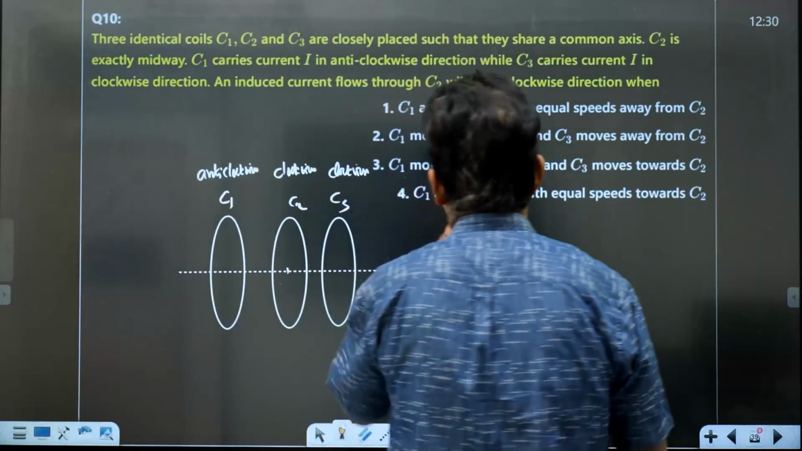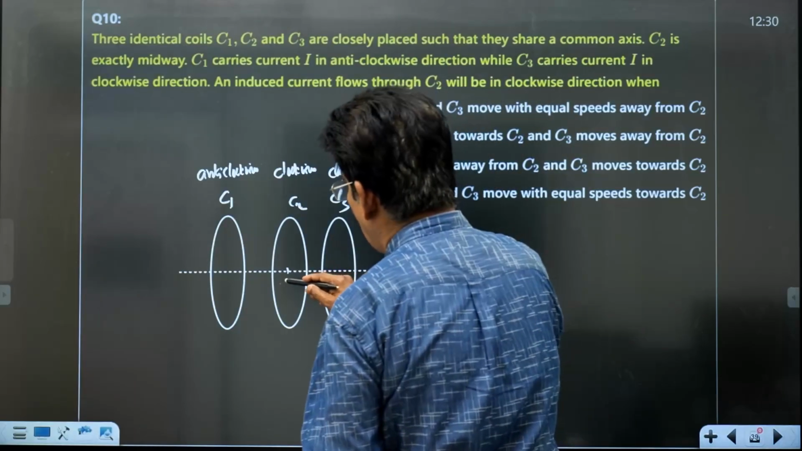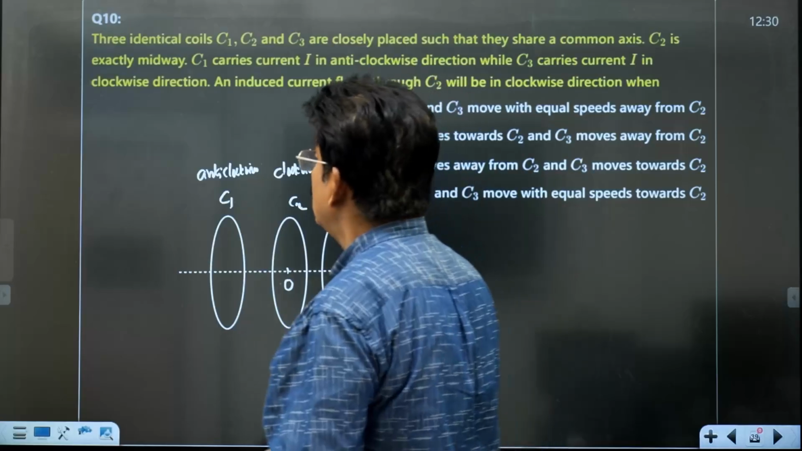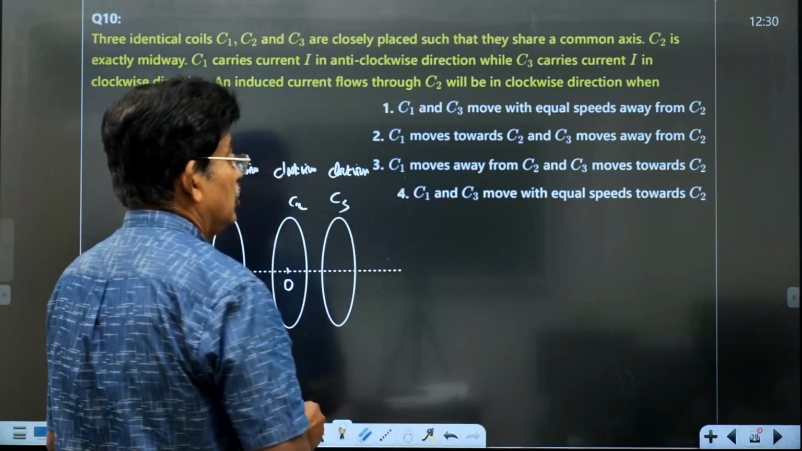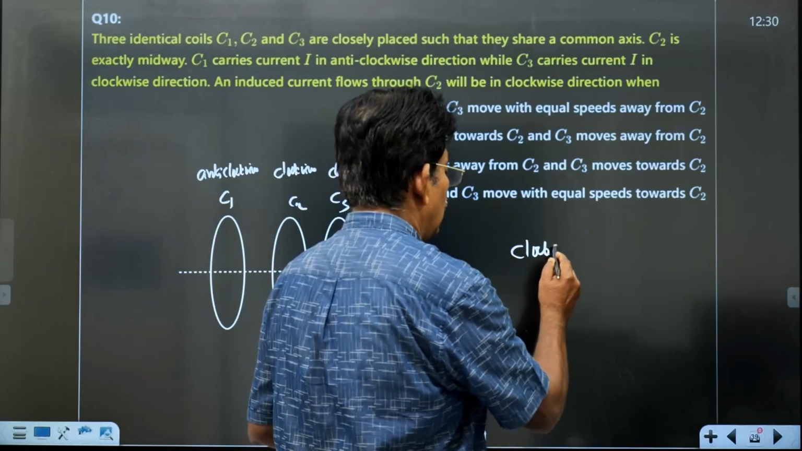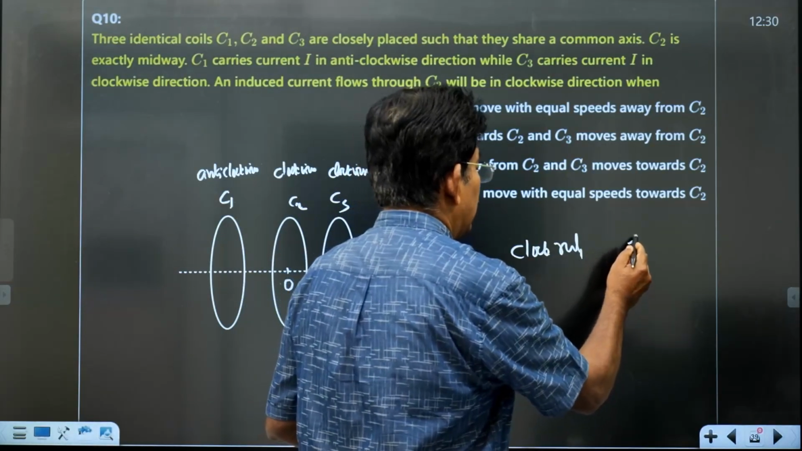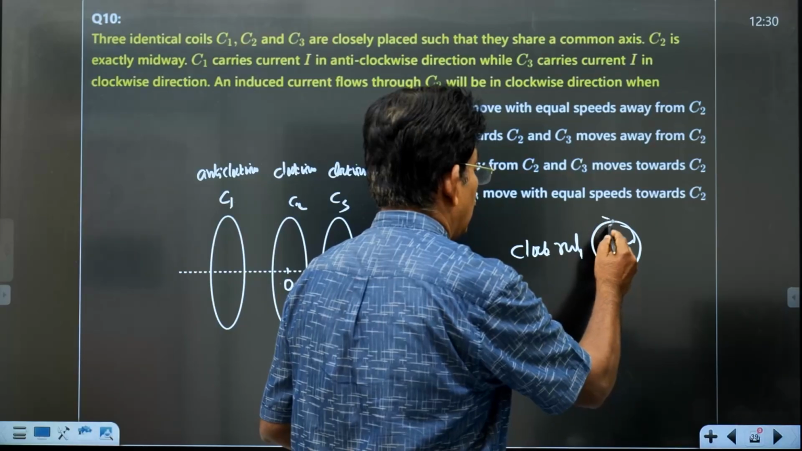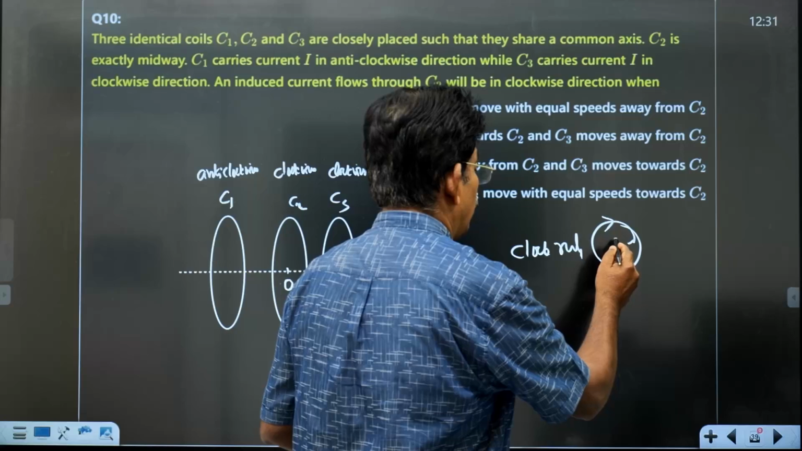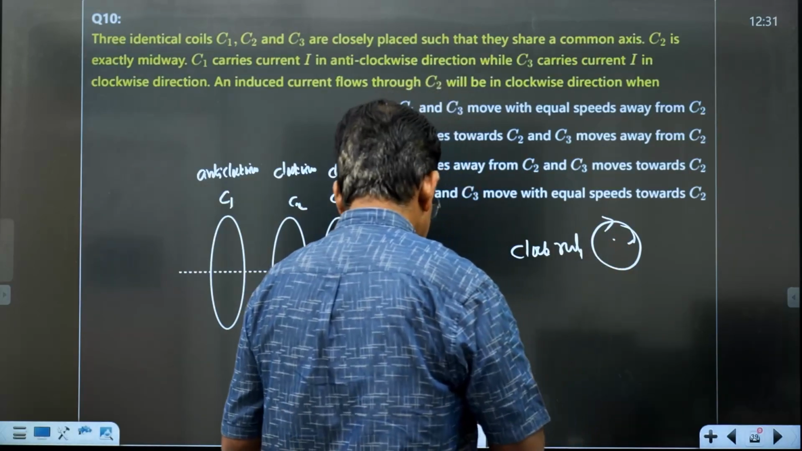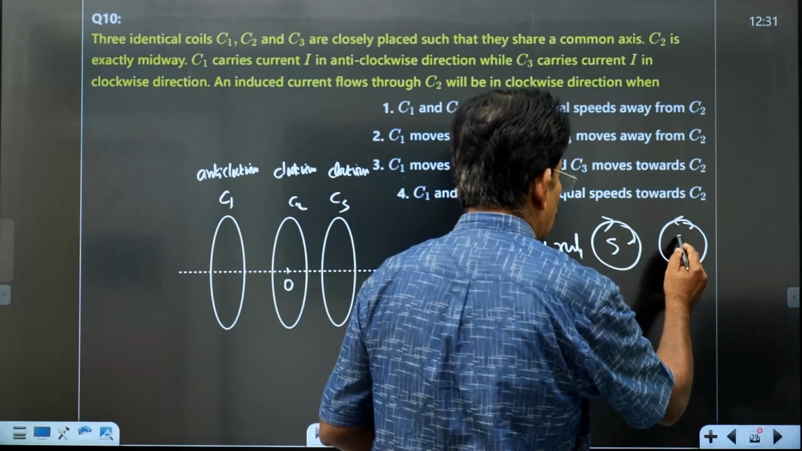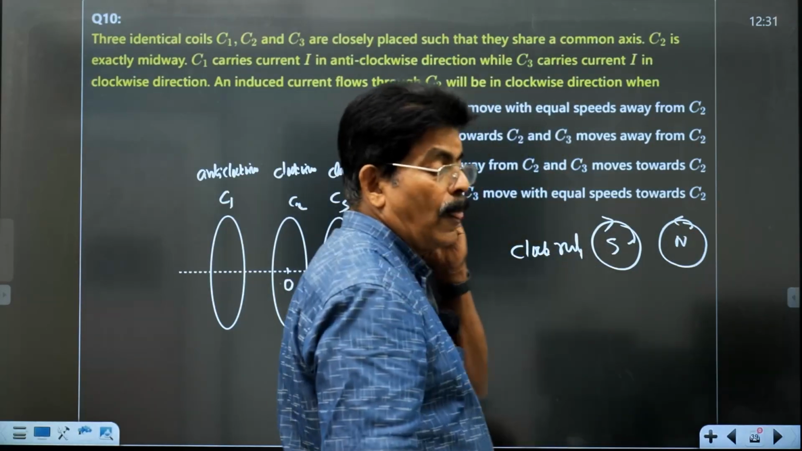Now, if I look from this point O, the center of the middle one, the current is in clockwise direction. So when you look into the coil, there is the clock rule, we say clock rule. When you look into it and the current is in clockwise direction, that side should be a south pole. And if the current is in anti-clockwise direction, that will be a north pole.